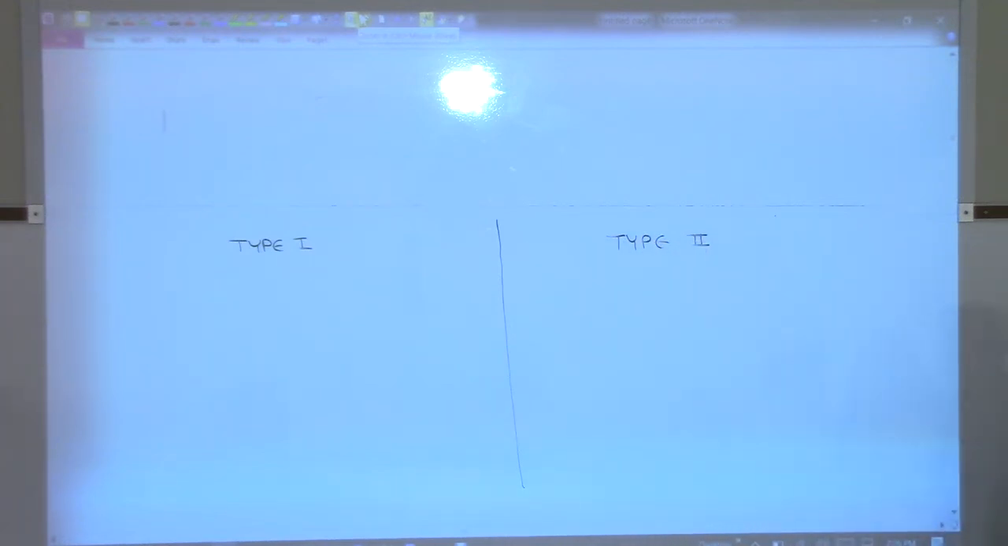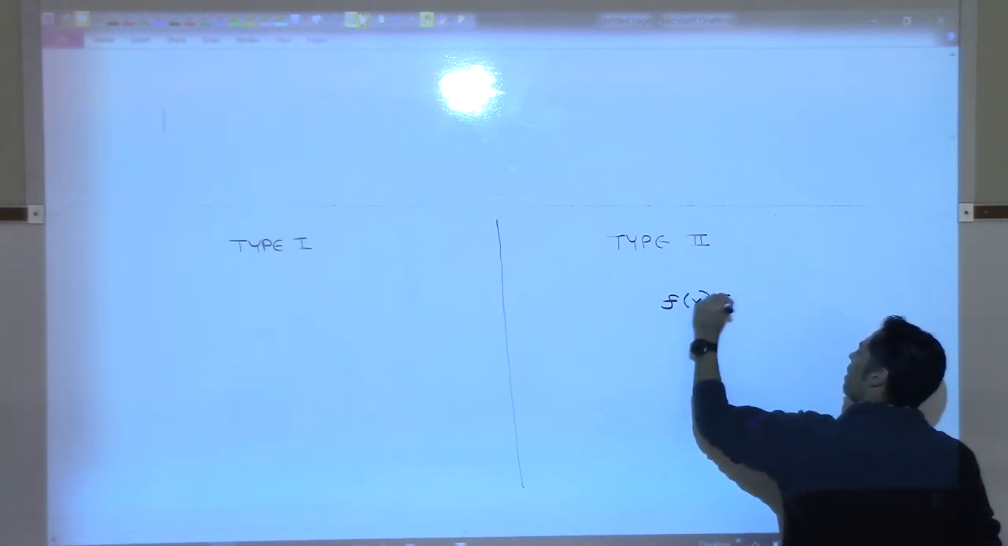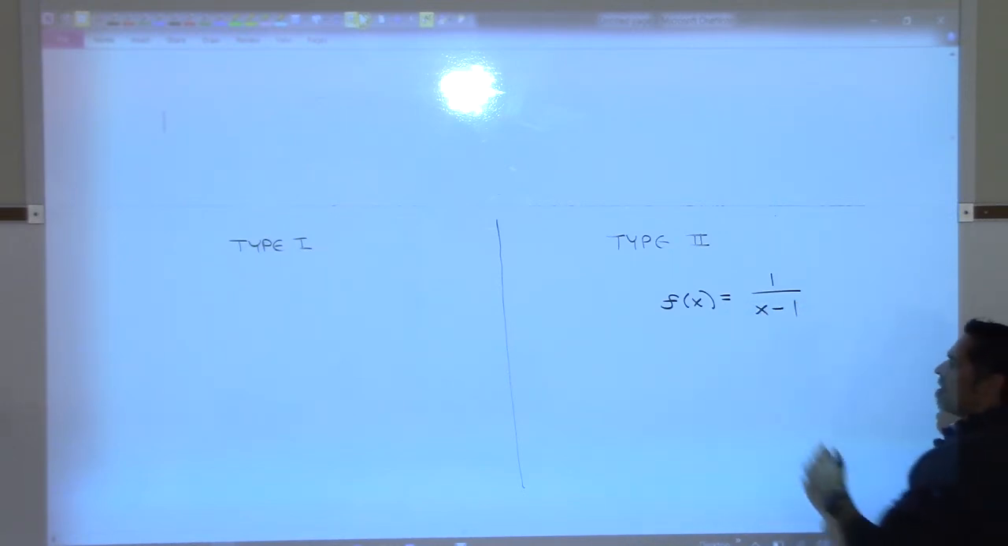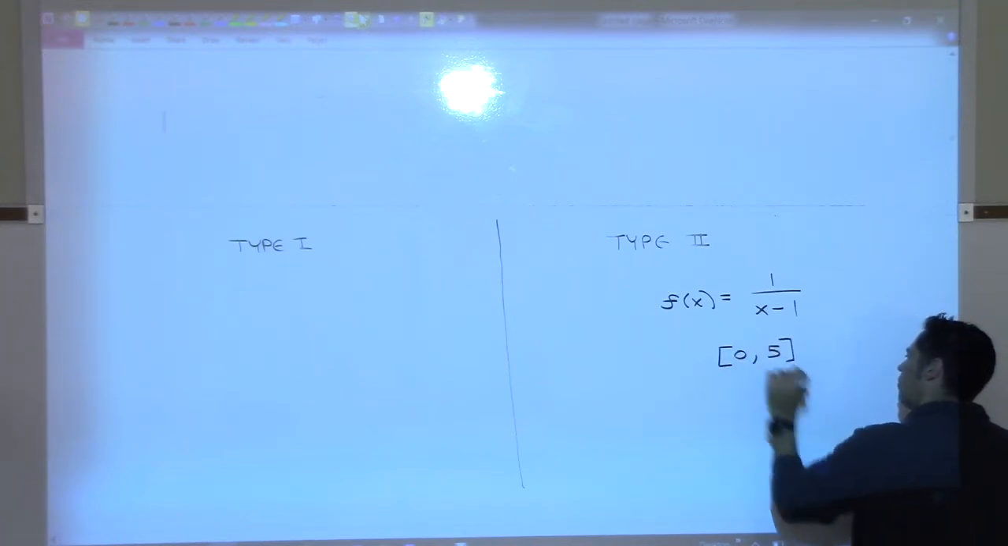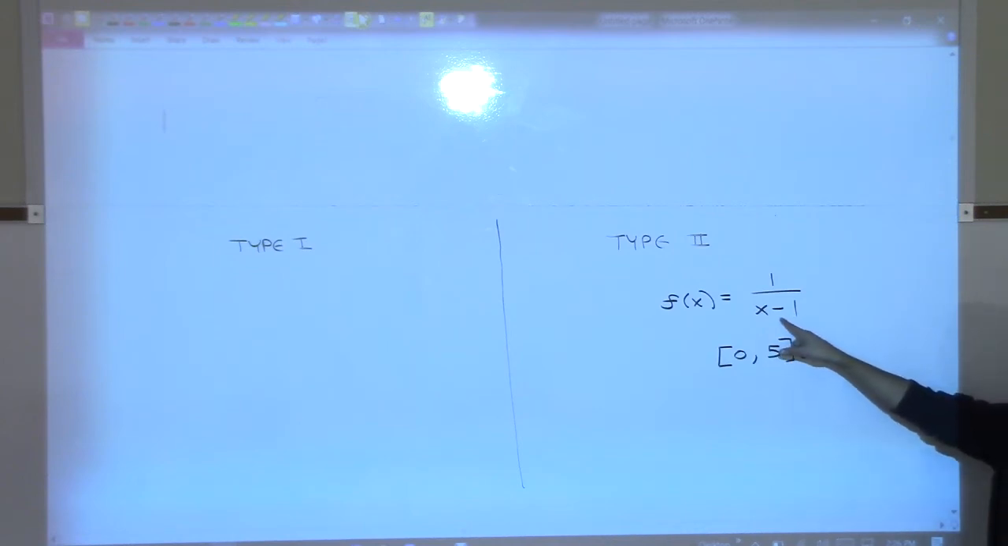Okay, type 1 is not the one that Rifa asked about. Rifa asked about discontinuities, and that is actually what we call a type 2 improper integral. So let's start with that since it was brought up. What if we had the function f of x equals 1 over x minus 1, and we wanted to find the area under that on the interval 0 to 5? What's the problem that we would run into? We have a problem at 1, don't we? This function is undefined at 1.